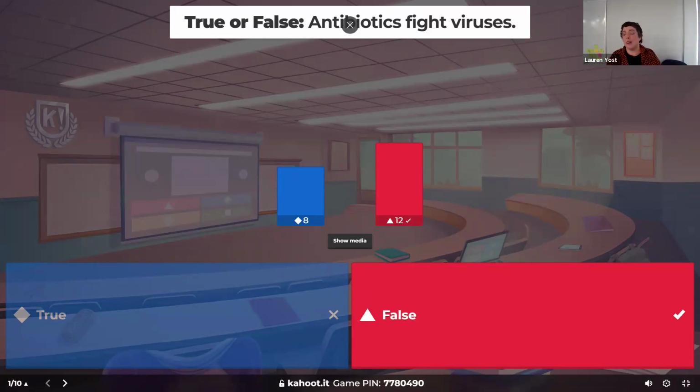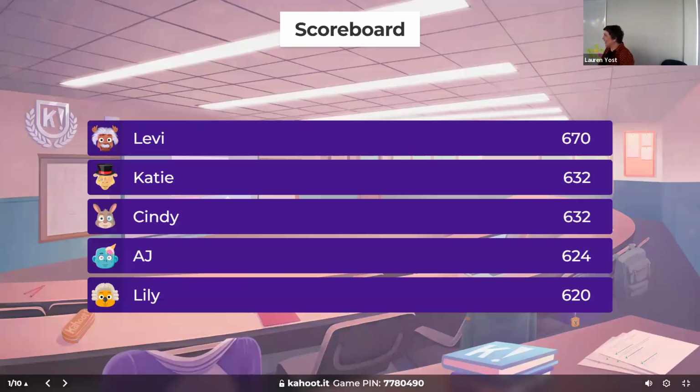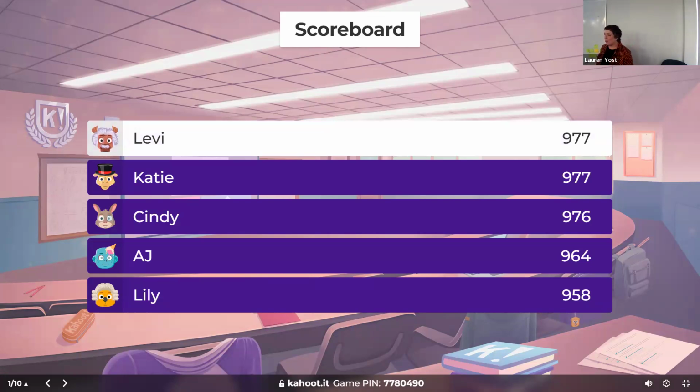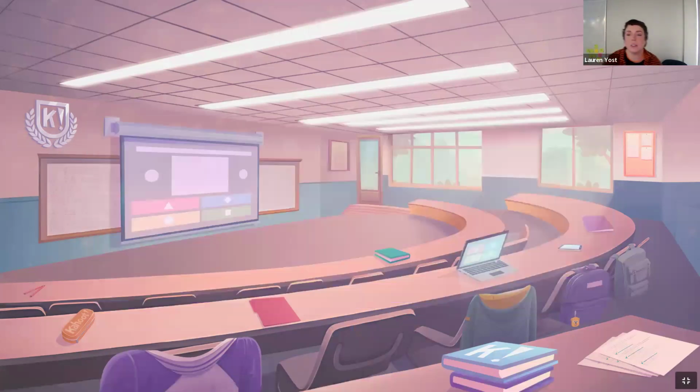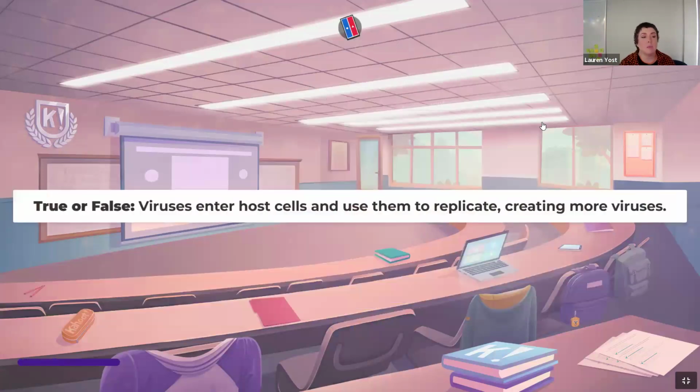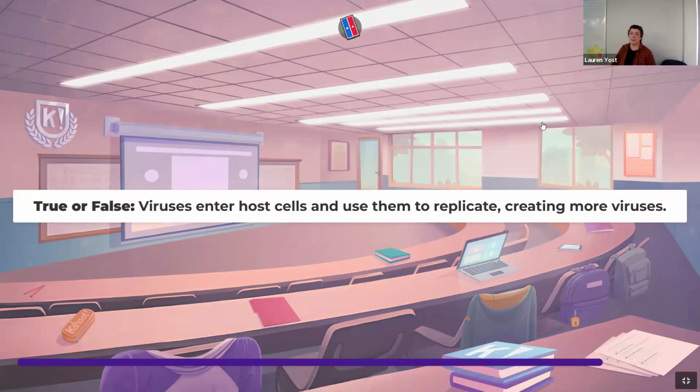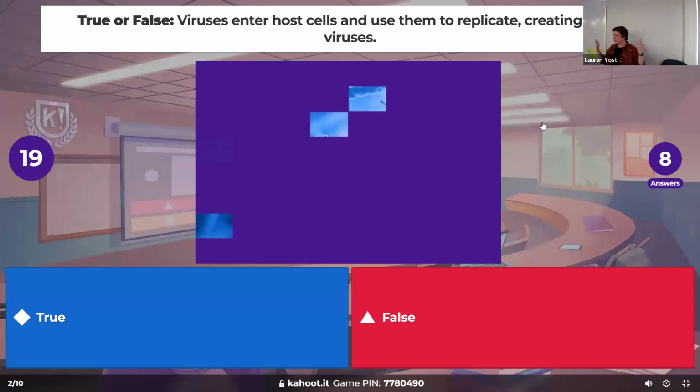What are the drugs that we use for viruses? Antivirals. Okay. Everything else is pretty straightforward like that. Antifungals, antivirals, antiprotozoals. We even have anti-amoeba, specifically amoeba, anti-helminthics. My man, antibiotic is bacteria. Yep. So true or false, viruses enter host cells and use them to replicate, creating more viruses.